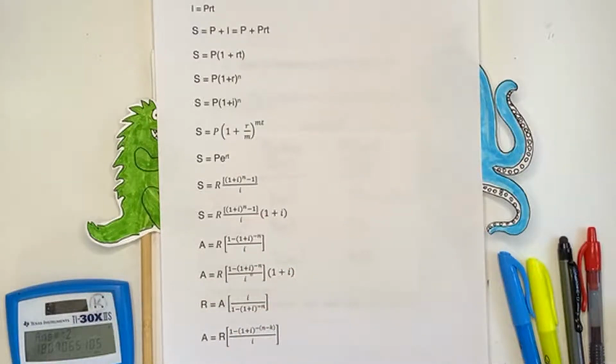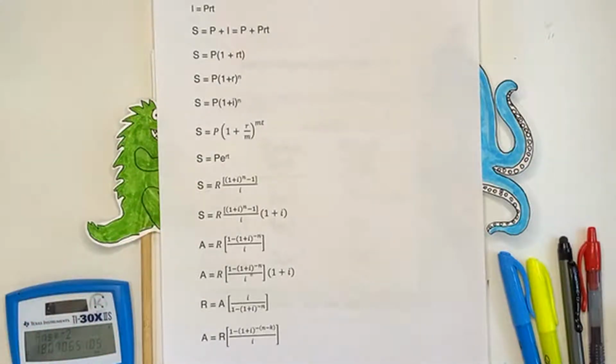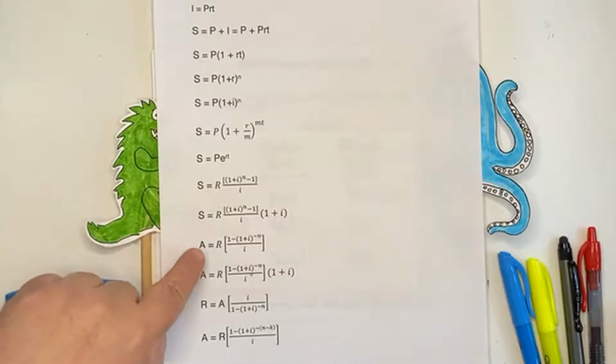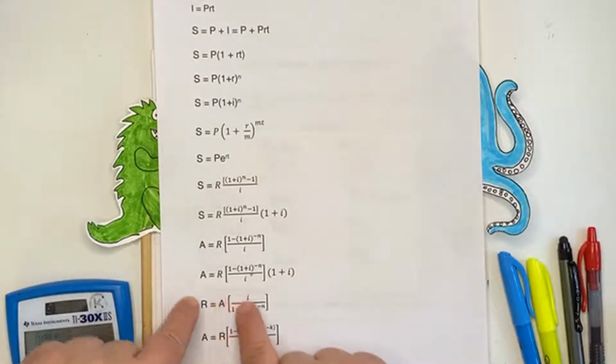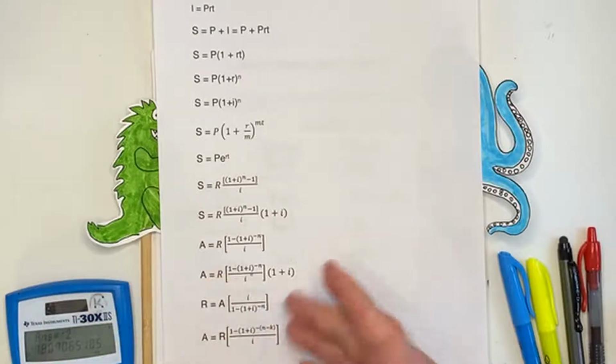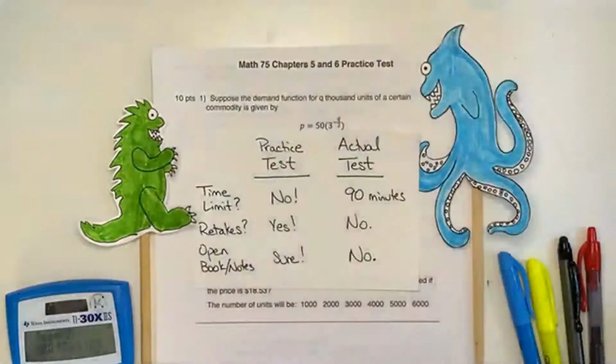Your business classes may have other thoughts about this, but for my class, I'm going to give you the formulas, but you have to know what's an S, what's an A, what's an R, what's the difference between when R starts over here and when R is over on the right-hand side. You need to be familiar with them. Okay, so having said all of that, let's get started.